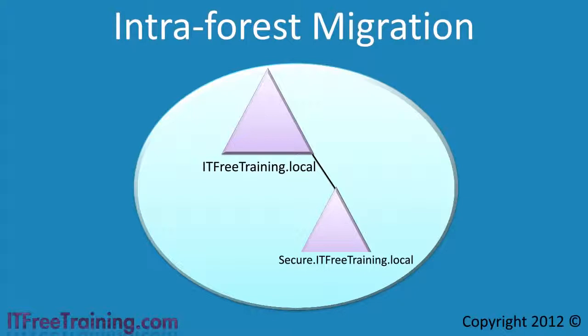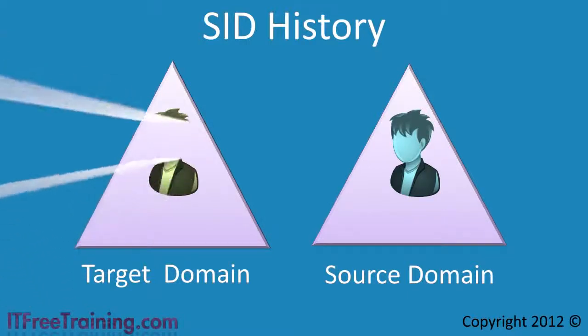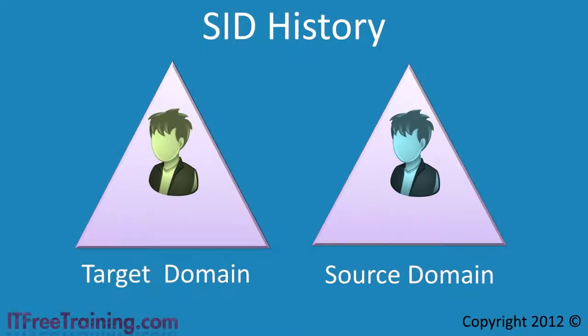The next concept I want to look at is SID history. To understand SID history, it helps to look at the process of migrating a user from the source domain to the target domain. As you can see here, the user exists in the source domain, and the administrator wants to move that user to the target domain. In order to migrate the user to the target domain, a new user needs to be created in the target domain with the same username. You can see here that when the new user is created in the target domain, the new user is given a new SID for the target domain.